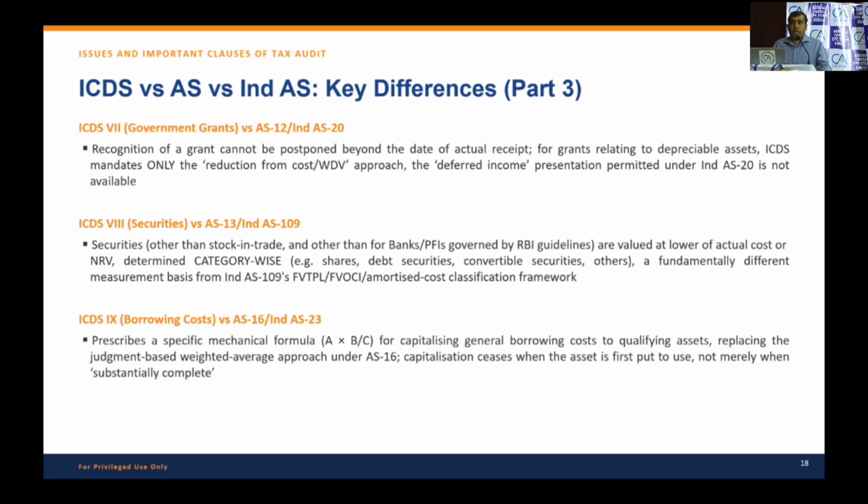Borrowing costs, again a fundamental difference. ICDS says you capitalize until the date of put to use, because the concept in income tax is put to use, whereas as far as books is concerned, it is ready to use. So there will always be a difference in borrowing cost as well.